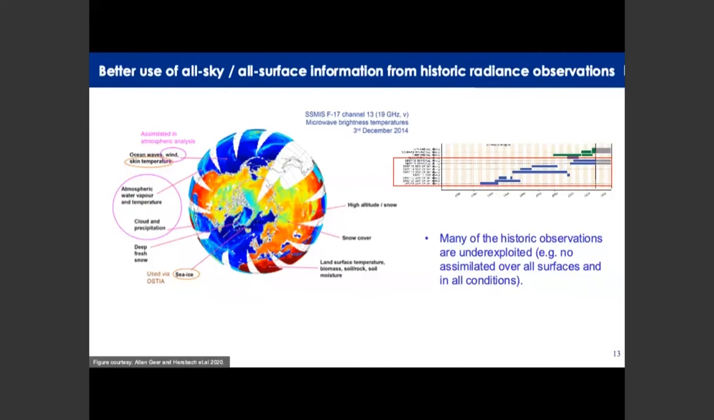They're circled in purple circles or yellow circles, depending on whether it's used in the atmospheric or ocean data assimilation system. So improving the use of all-sky, all-surface information in historic observations is a great opportunity to use this very rich archive of historic observations. And if you look at NWP, you might not see this benefit in the modern observing system, where we have very rich observations that can compensate for this underutilization.